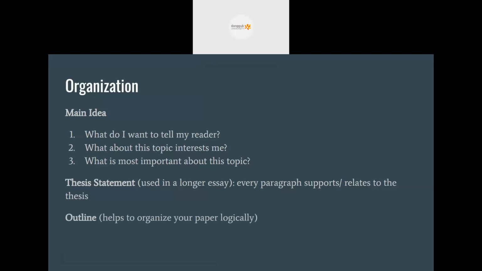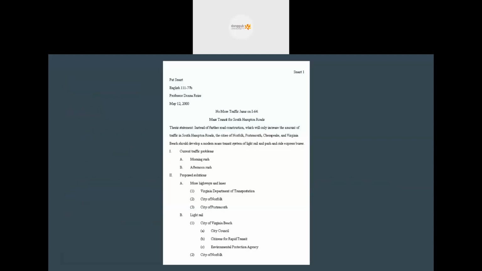Okay, next with organization, you guys should make an outline. This will help organize your paper logically, and I will show you guys an example. Okay, so here somebody's going to do an essay and they have their title here, which is called No More Traffic Jams on I-64. That's Interstate 64, a highway in America. So specifically, they're talking about mass transit for some roads in their area.